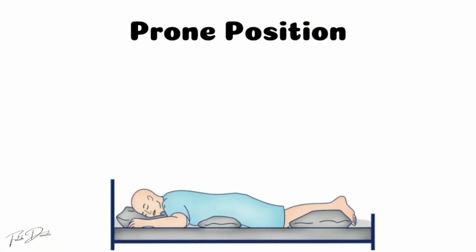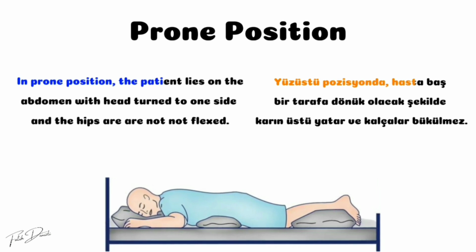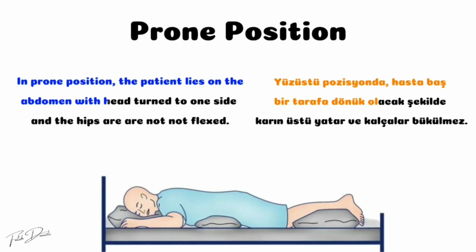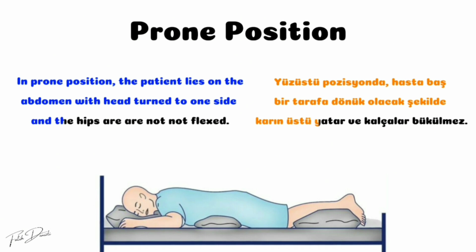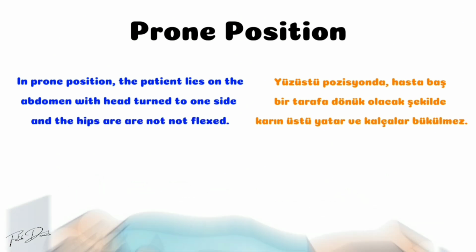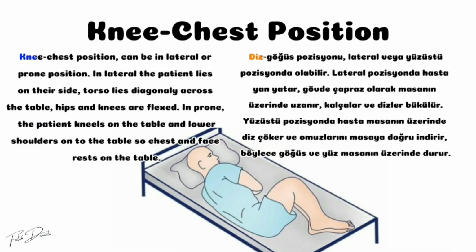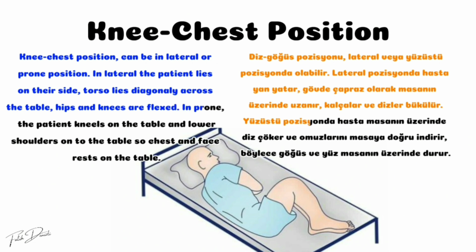Prone position. In prone position, the patient lies on the abdomen with head turned to one side, and the hips are not flexed. Knee-chest position. Knee-chest position can be in lateral or prone position. In lateral, the patient lies on their side, torso lies diagonally across the table, hips and knees are flexed. In prone, the patient kneels on the table and lowers shoulders onto the table so chest and face rest on the table.